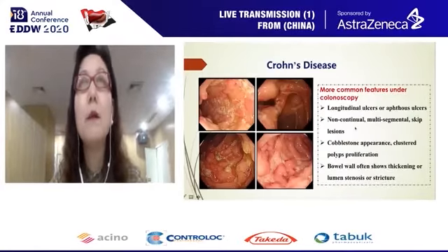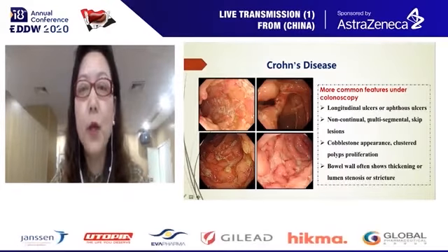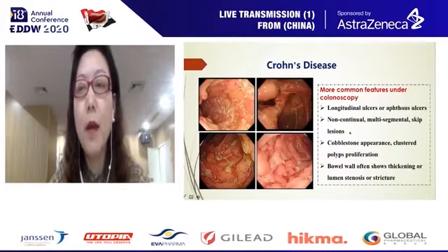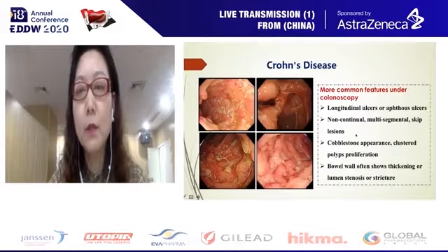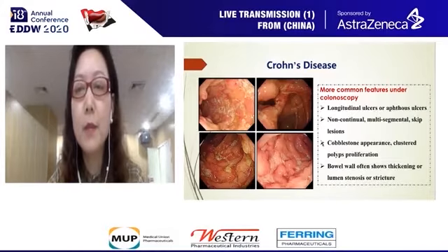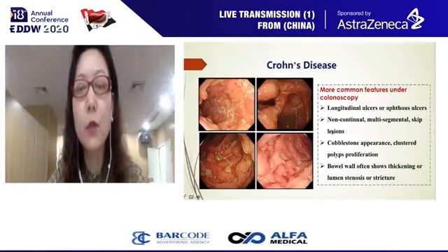For Crohn's disease, here are the more common features in the colonoscopy of CD: longitudinal ulcers or aphthous ulcers, non-continuous multi-segmental skip lesions, and the cobblestone appearance, clustery polyps proliferation. And then bowel wall often shows thickening or lumen stenosis or stricture. Here are the more common features of CD.